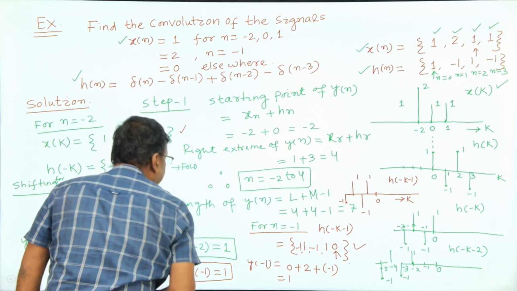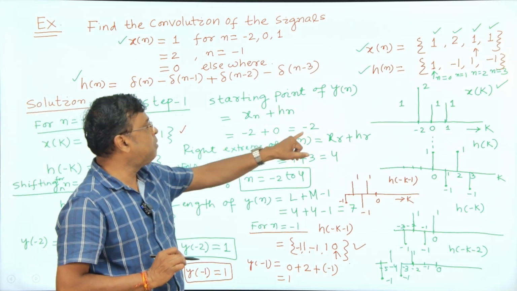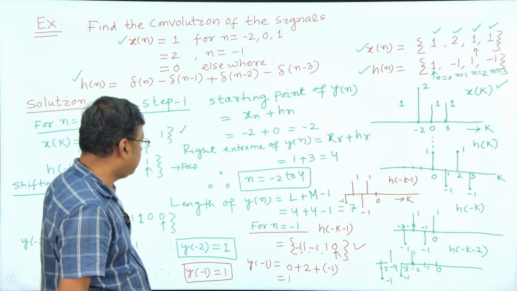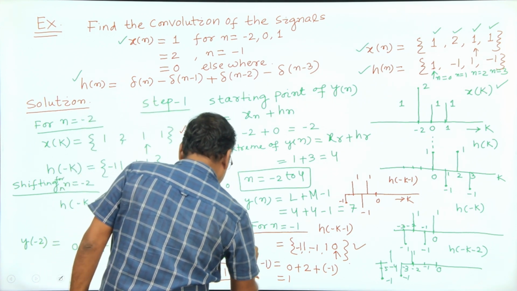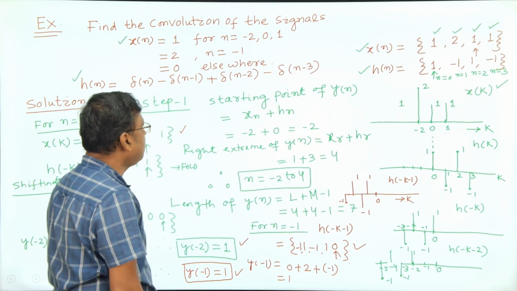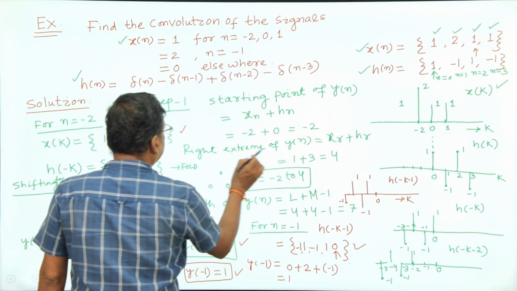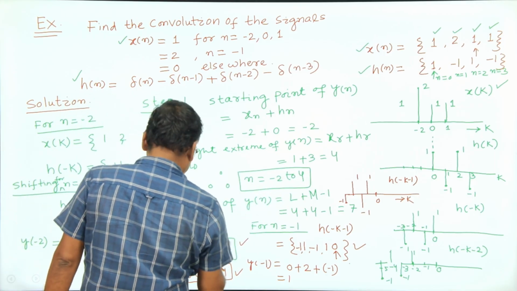In this process, we will find out from n equal to minus 2, minus 1, 0, 1, 2, 3, 4, up to 4. This is all about y of minus 2, and this is all about n equal to minus 1. Then come to n equal to 0, after minus 2, minus 1, then come to 0.